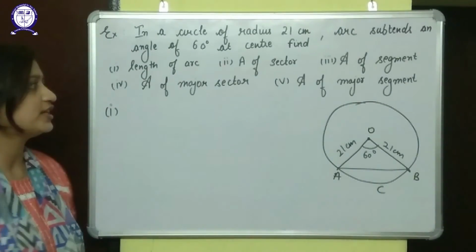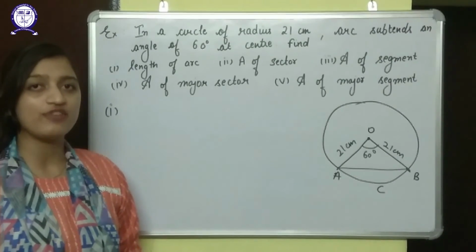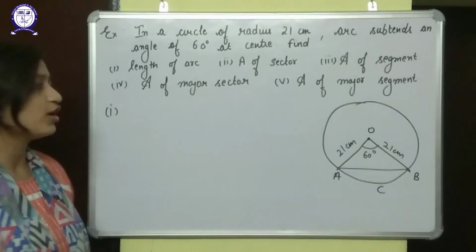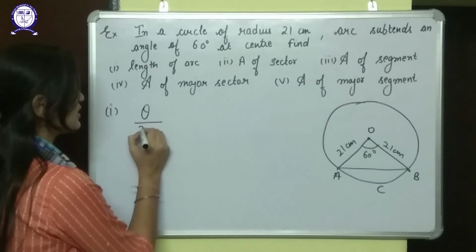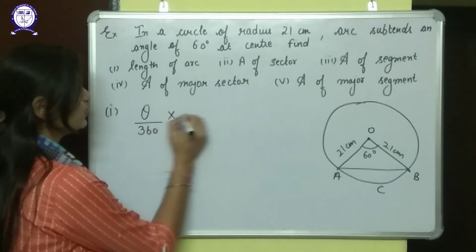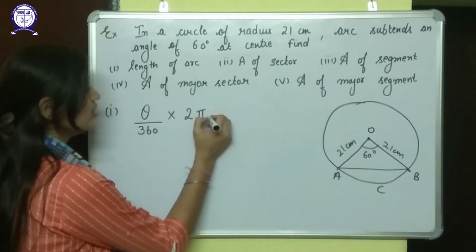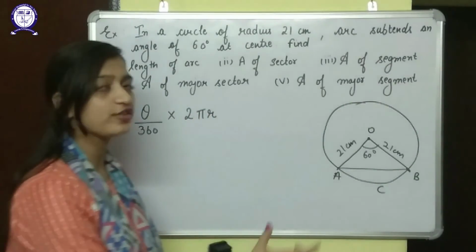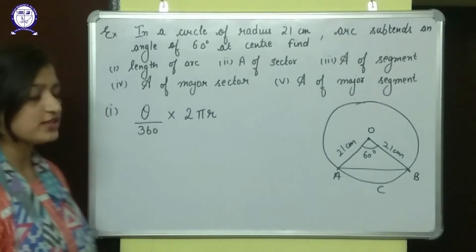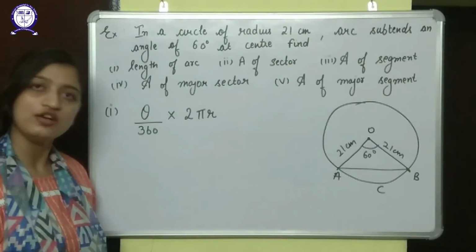The first question is, find the length of arc. Now what is the formula of length of arc? We have done this as theta upon 360 into 2 pi r. Since it is the length of arc and arc is a part of the circumference, that's why we have 2 pi r in the formula.